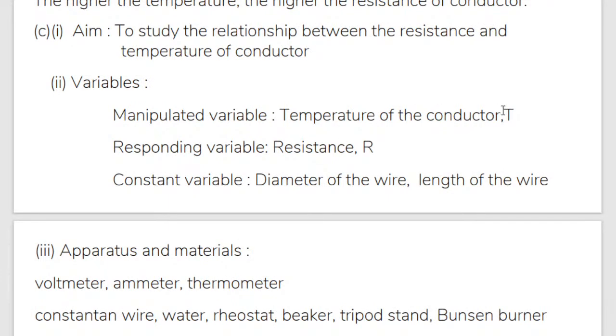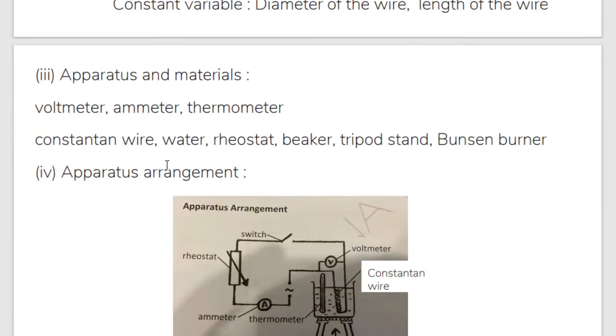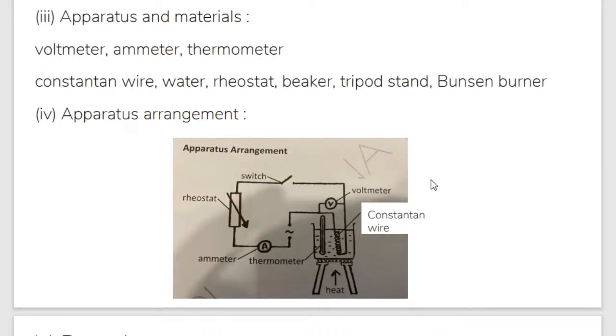Manipulated variable: temperature, T. Responding variable: resistance, R. Constant: diameter and length of the wire. You can use wire, you can use conductor. Don't write about the bulb. Don't write the constant variable as the brightness or anything to do with the bulb. No more bulb. And then this one is a bit different from the circuit just now. The basic circuit is the same as just now, but we manipulate temperature.